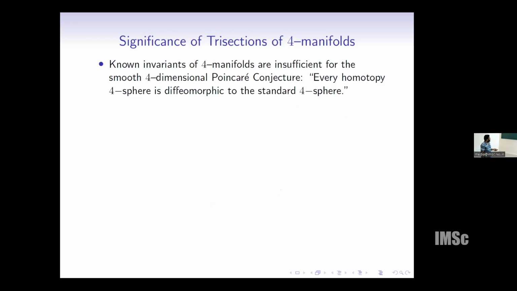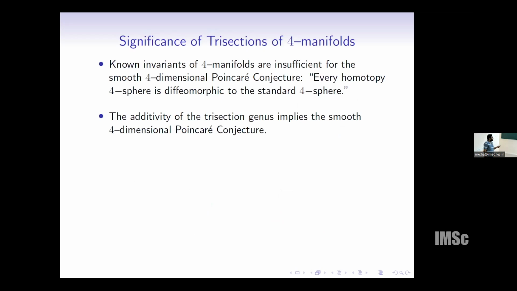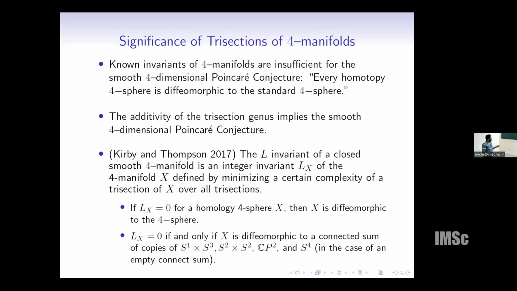So we see some significance. Known results and known invariants of 4-manifolds are insufficient for the smooth 4-dimensional Poincare conjecture, which says that every homotopy 4-sphere is diffeomorphic to the standard 4-sphere. People believe that this trisection notion can be useful to study the Poincare conjecture for the following reason. If you prove additivity of trisection genus, then that implies the smooth Poincare conjecture due to some known theorems from 4-manifold topology. So there are other invariants already studied using trisections.